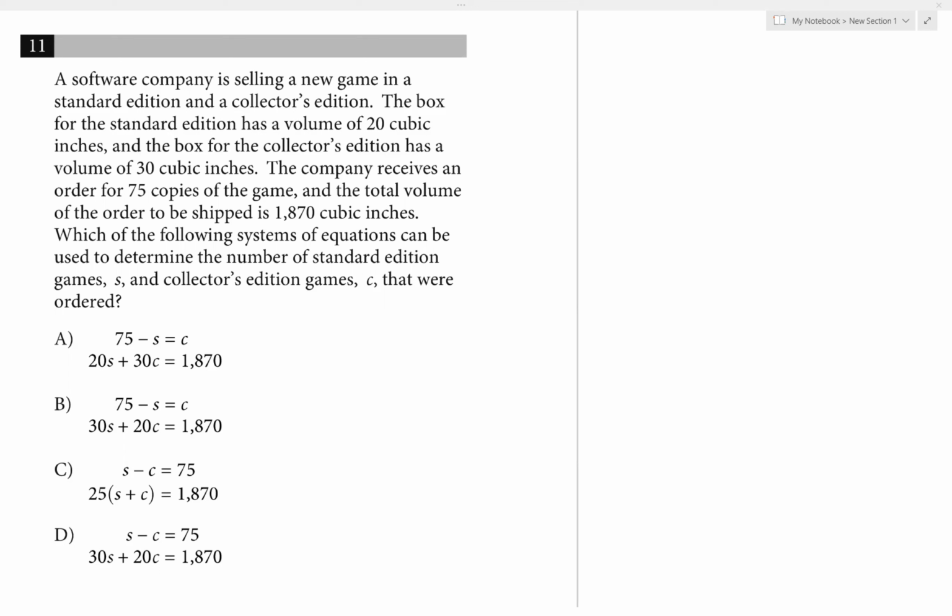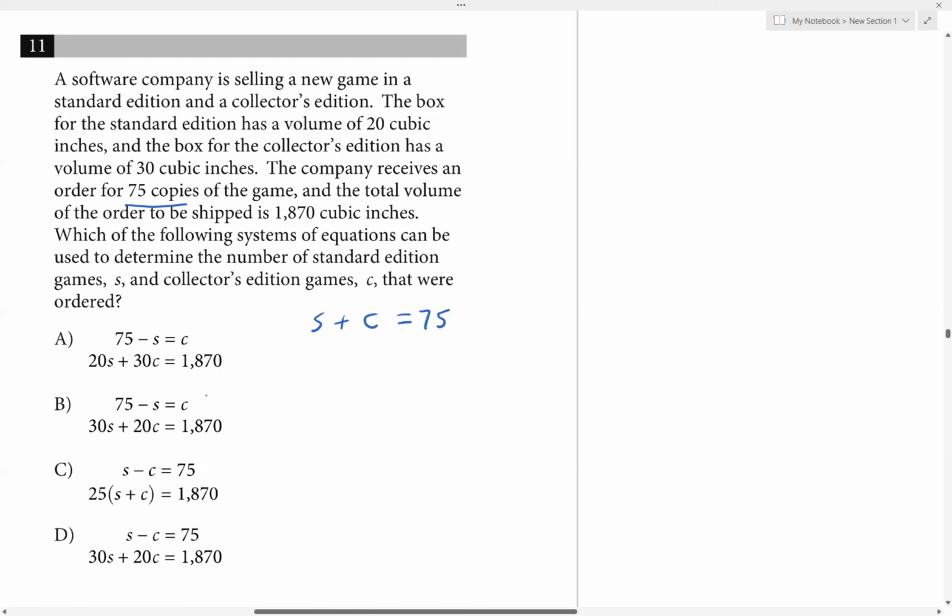Okay, so here we're trying to come up with a system of equations based on the word problem. We don't necessarily have to solve it out, but we just have to write out the correct equations. First, we know the total number of copies for both editions is 75. S is the number of standard edition, C is the number of collector's edition. So if we add them up, the total should be 75. S plus C is equal to 75. That should be our first equation.